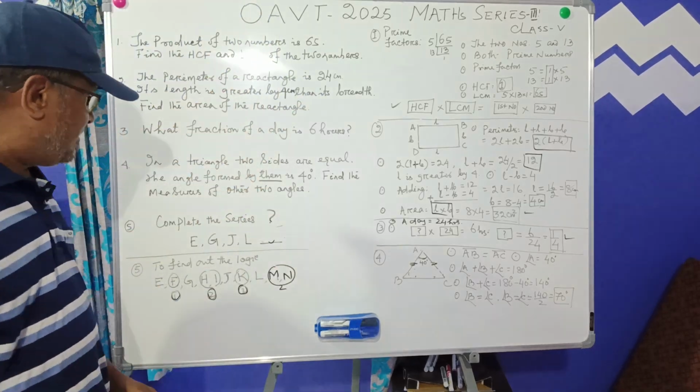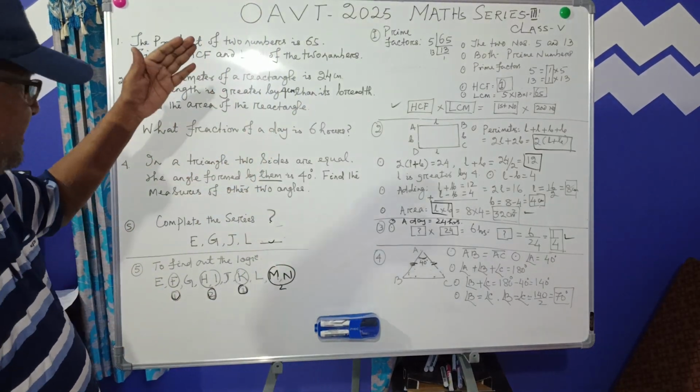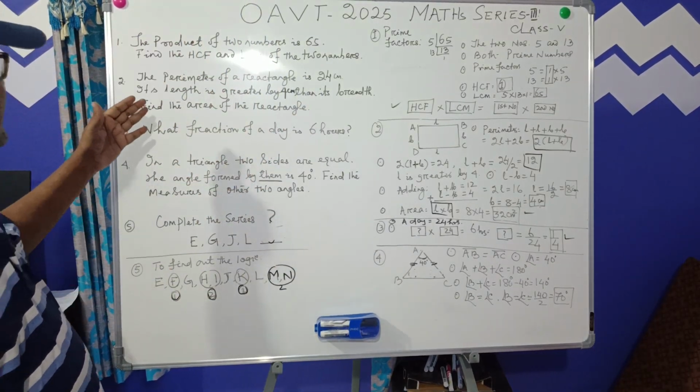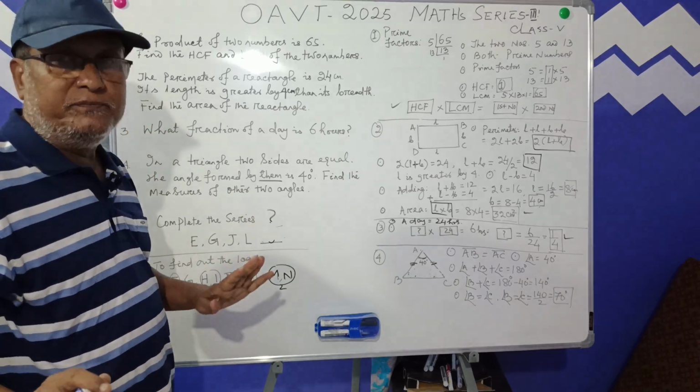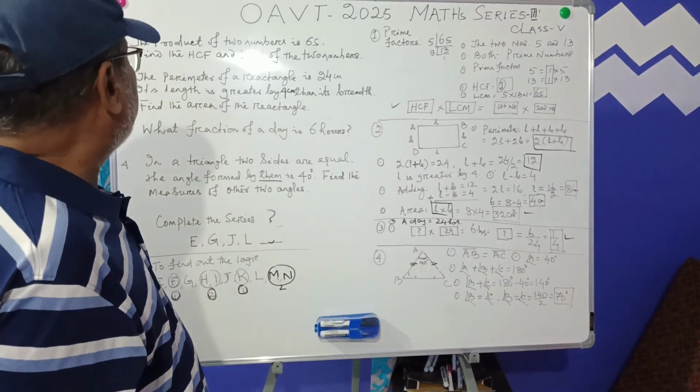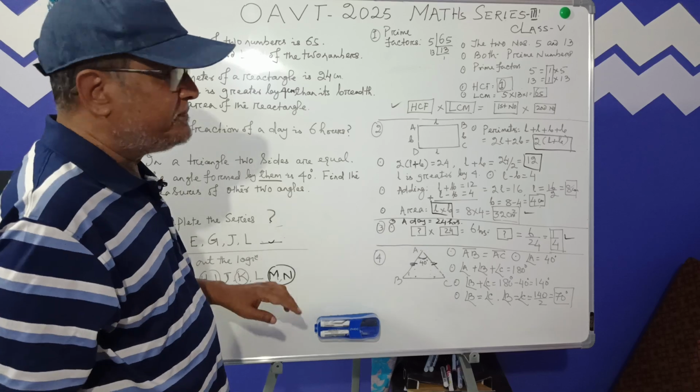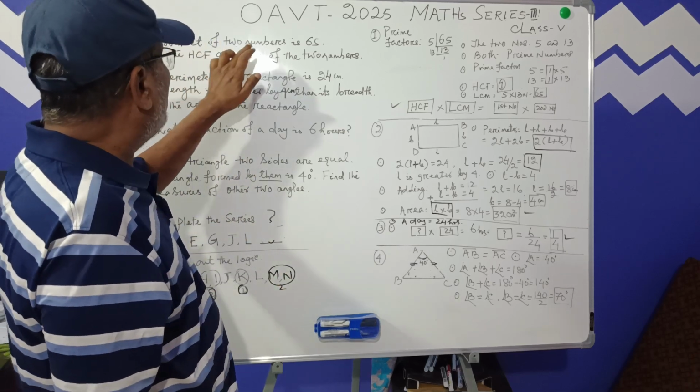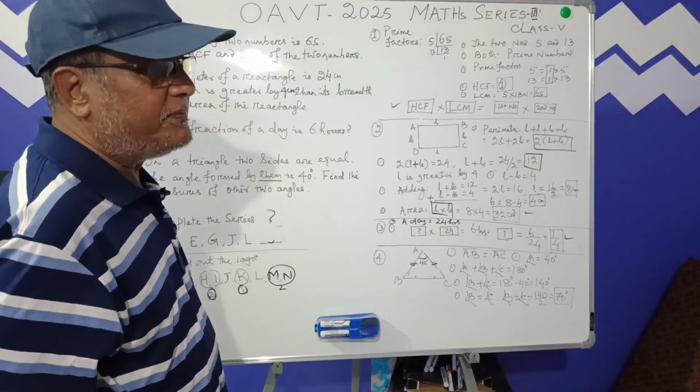So let's solve the 5 questions that have been displayed for you. We have noted 5 questions. Let's read the first one. The product of two numbers is 65.